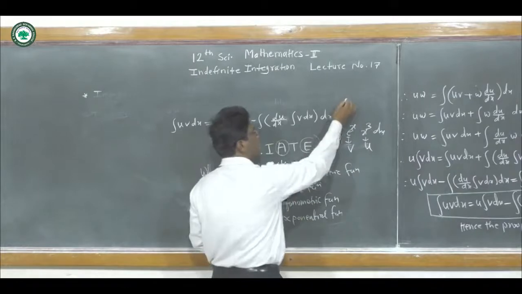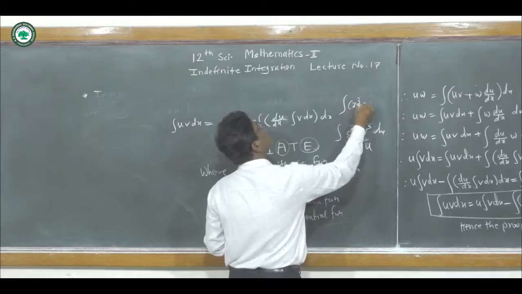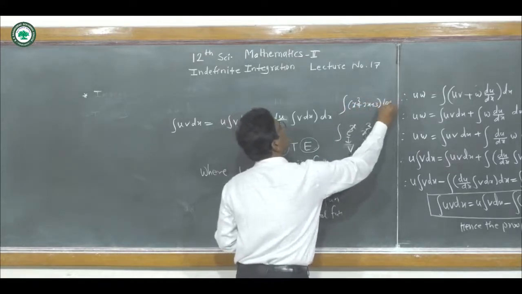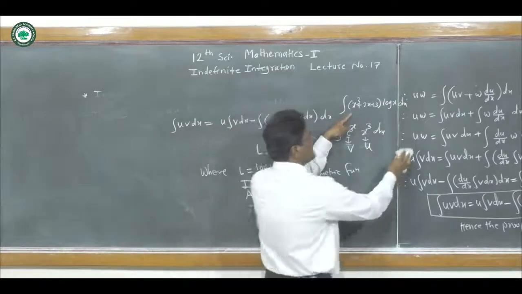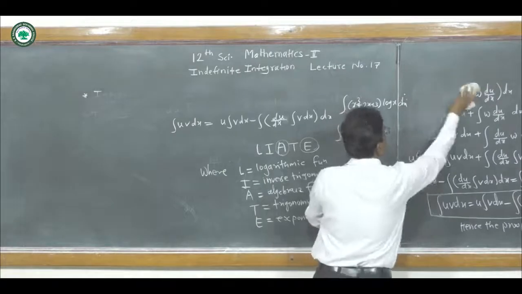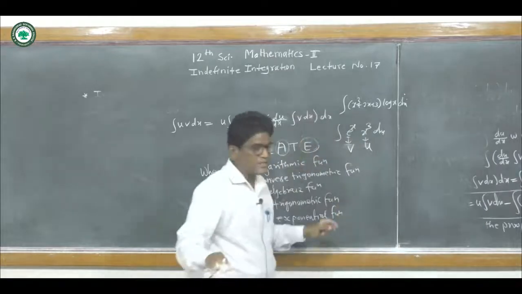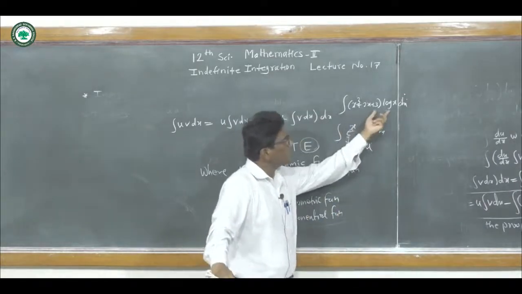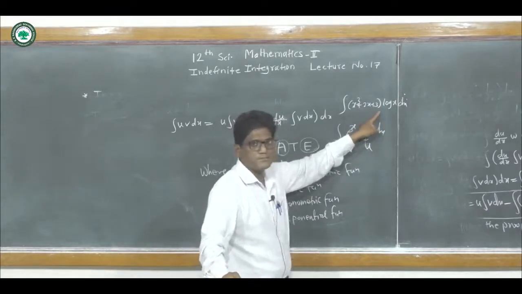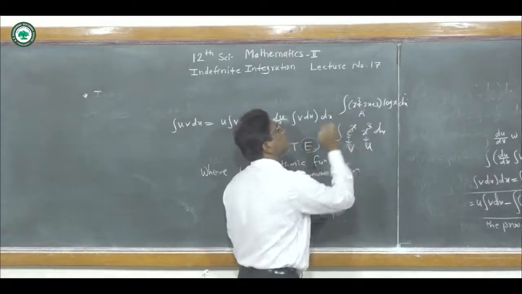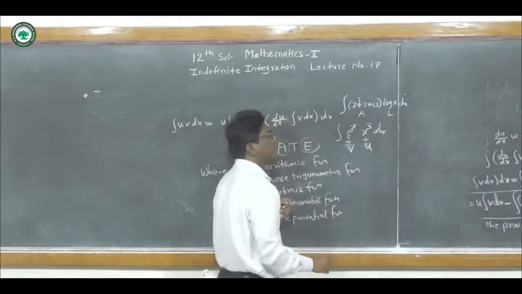Suppose here we want to take the integration of x cube plus twice x plus 3 into log x. Now here, which function is u? That depends upon this: the bracket is an algebraic function, and log x is the logarithmic function. That means here it is L.